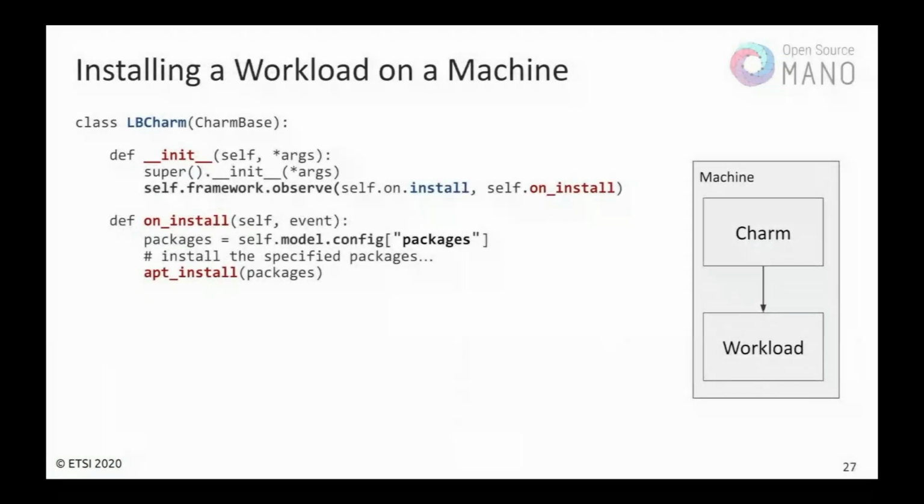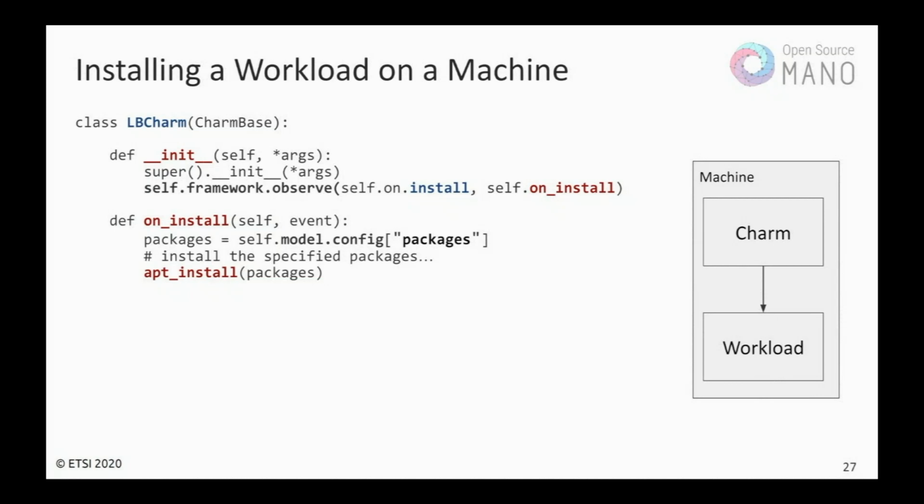There can be different ways for a charm to affect the workload. The traditional one is that you have the charm located close to the workload on the target machine. And you would observe an install event coming from Juju and handle that in the on_install handler.